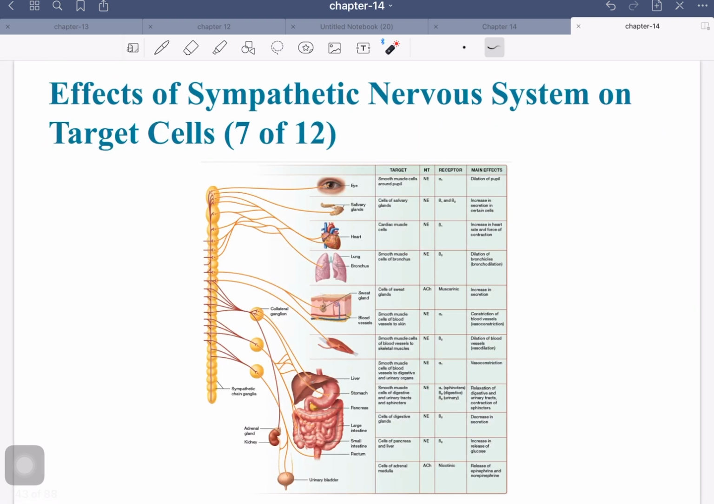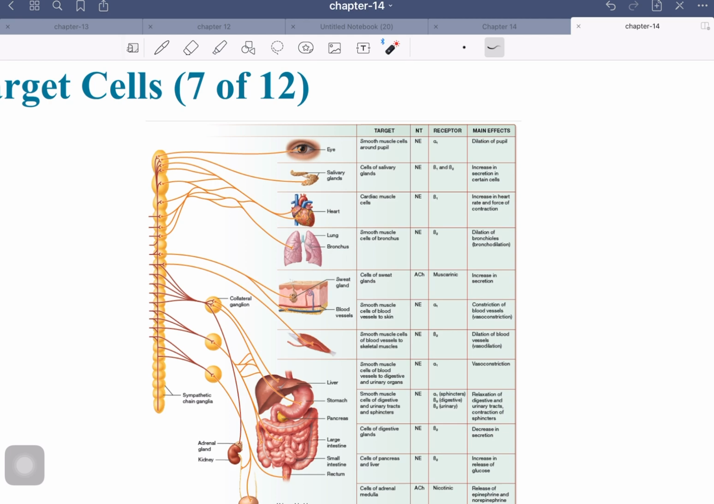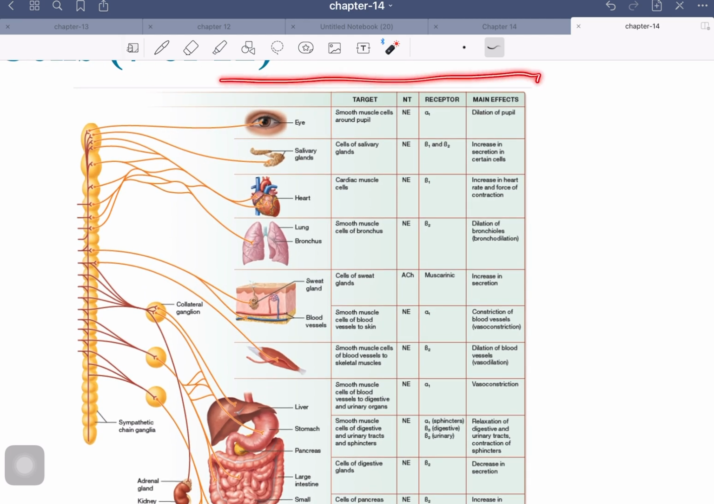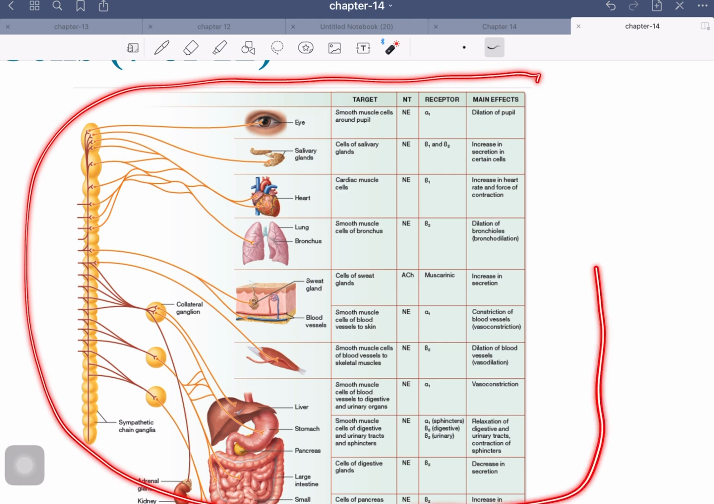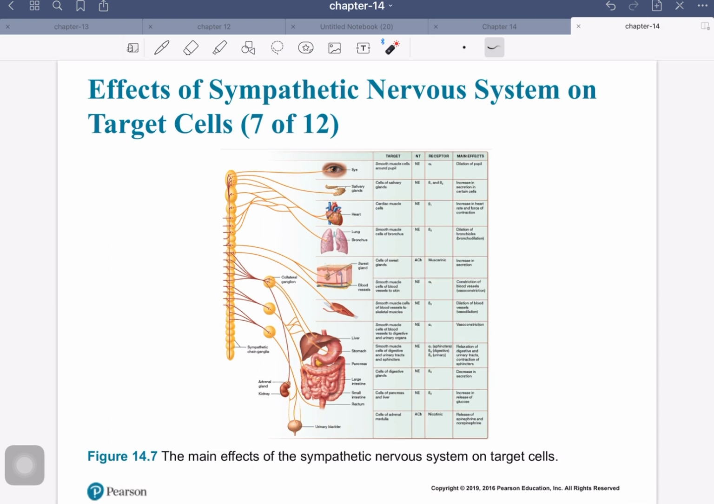Now, your book does a really good job of having summaries, and here we're looking at the main effects of the sympathetic nervous system on target cells. So this is a really good visual to help us try to understand what's happening. And I would say this is a really great place to spend a lot of your time when it comes to review and really trying to understand what is happening.